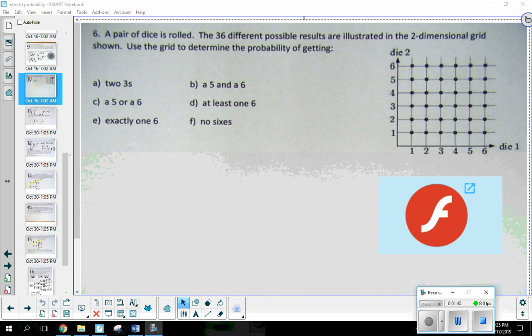All right, well, let's see here. Number 6, a pair of dice is rolled. The 36 different possible results are illustrated in the two-dimensional grid shown. Use the grid to determine the probability of getting. All right, well, why don't we go ahead and get some folks up here to do a couple of these. We'll have someone work A and B, and then C and D, and then the last ones. Okay, so who would like to help me out with A and B?